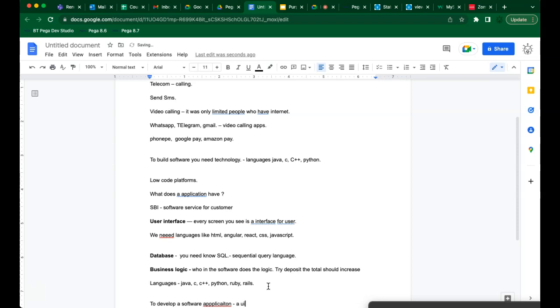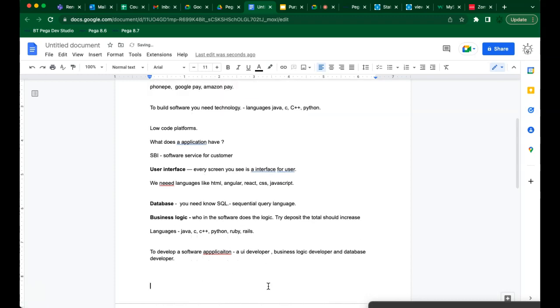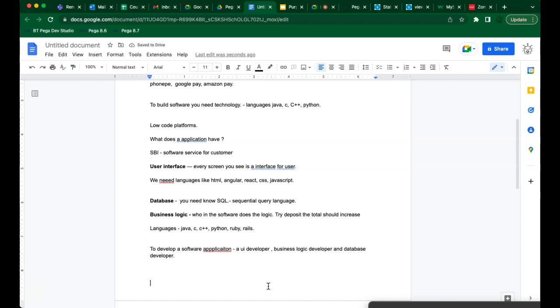a UI developer, a business logic developer, and a database developer. At least these three folks should be there. But having these three guys involved in developing a software becomes really, really challenging, because it becomes expensive. You need to have three folks for everything.